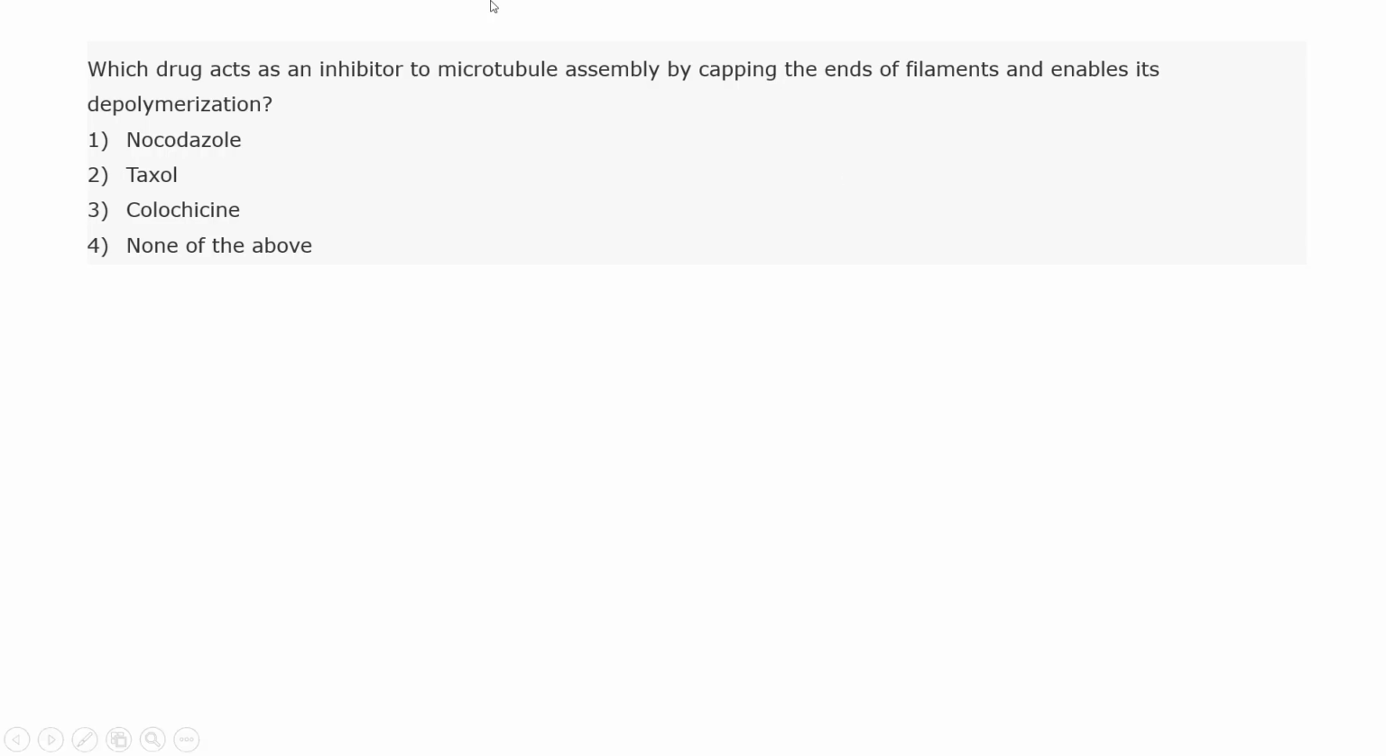Which drug acts as an inhibitor to microtubule? This is the last question. Which drug acts as an inhibitor to microtubule assembly by capping the ends of filaments and enabling its depolymerization? Nocodazole, which I have discussed before, Taxol, colchicine, or none of the above? Which may be the answer? Okay, I am getting option number 4. Any other option?